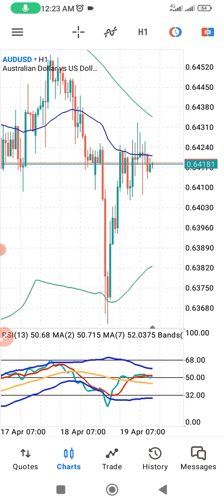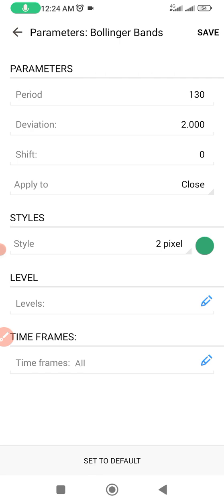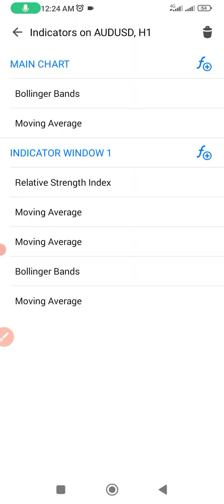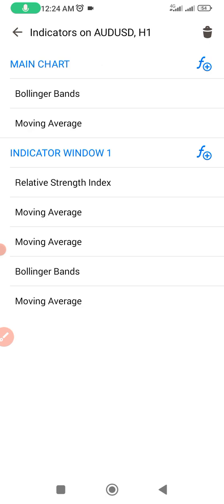Looking at our main chart, we have our Bollinger Band and the period is 130, deviation is 2.0, the shift is 0, apply to close, and the style is 2 pixel. The second is our moving average, period is 50, shift is 0, method is exponential, apply to close, 2 pixel, and the color is blue.